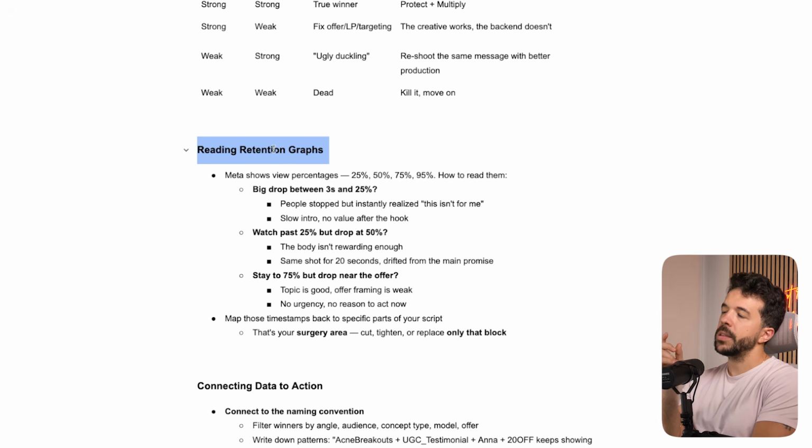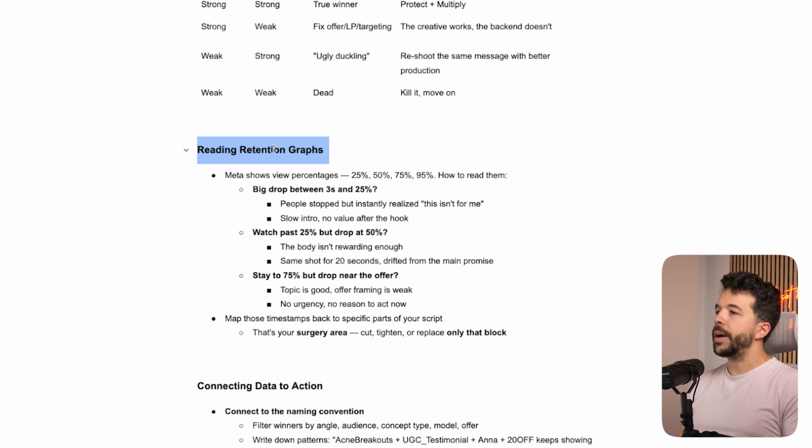You want to create custom metrics to see where people are dropping. So 25% minus 3 seconds, 50% minus 25%, 75% minus 50%, 95% minus 75%. And you see where you have the biggest drop rates. And based on that, you can kind of estimate how each part of the ad is performing.